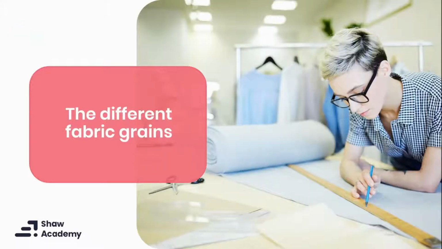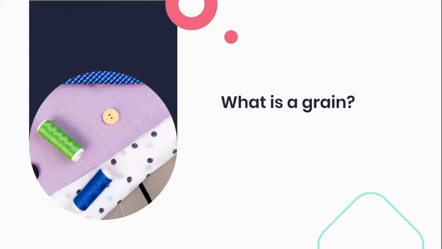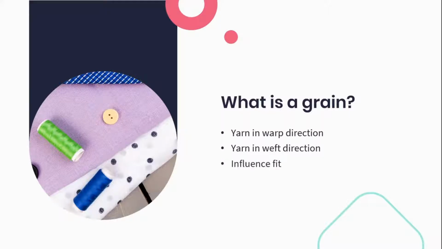We have gone through this a while back, but I just want to go through it again because it is super important. How do we place our patterns on the fabric? Well, we follow the grain line, right? Fabric is woven using yarn going in the warp direction, so lengthwise, and yarn going in the weft direction, so across the fabric. How we cut the pattern out of the fabric will significantly influence the fit and how the garment hangs on the body.